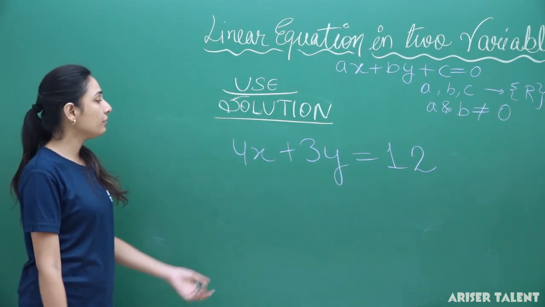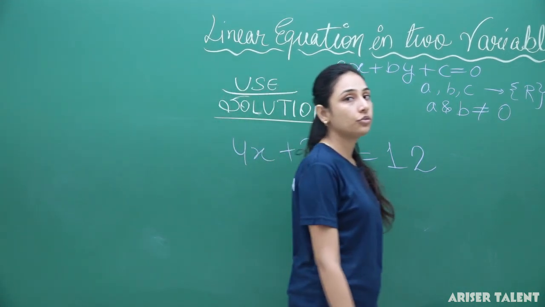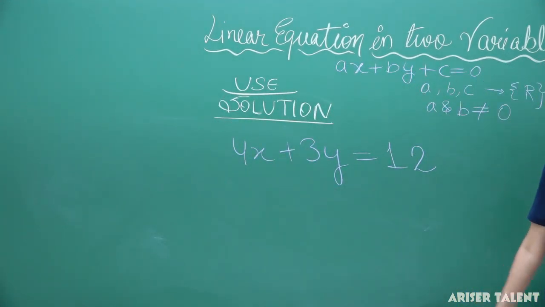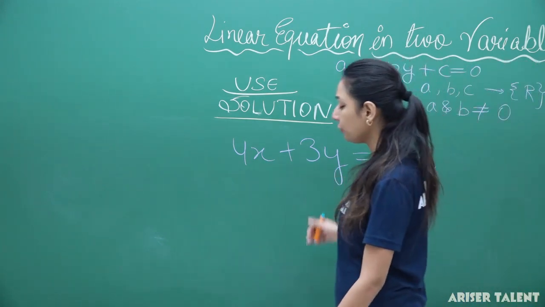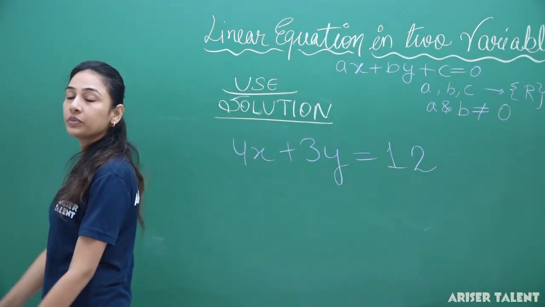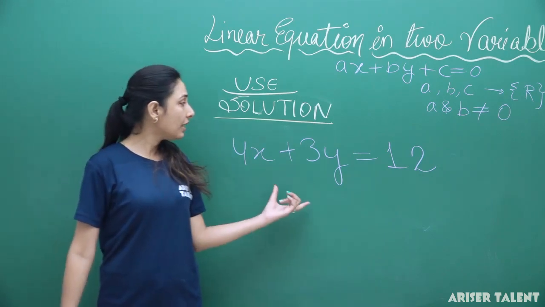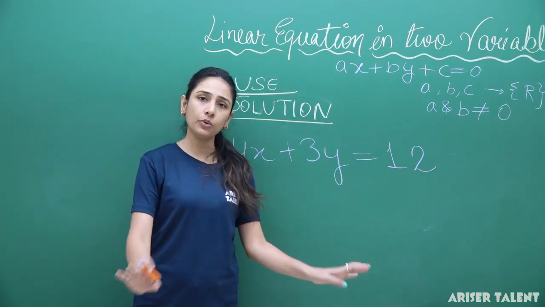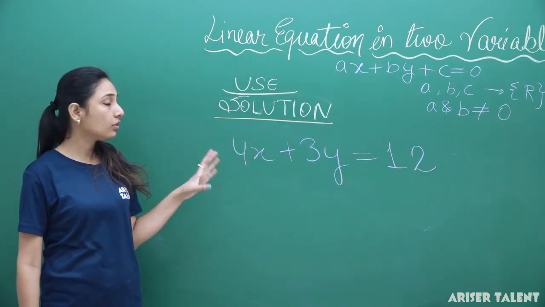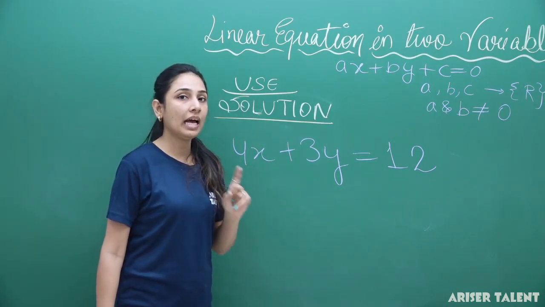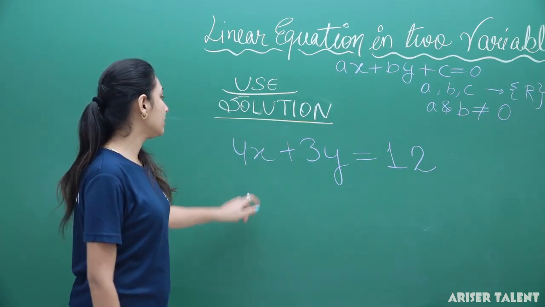How will you get the value of x and y here, students, for this equation 4x plus 3y equals 12? So I will get the values here. Okay, let's suppose we are not having any clue. So what we'll do, we'll take x equals 0.